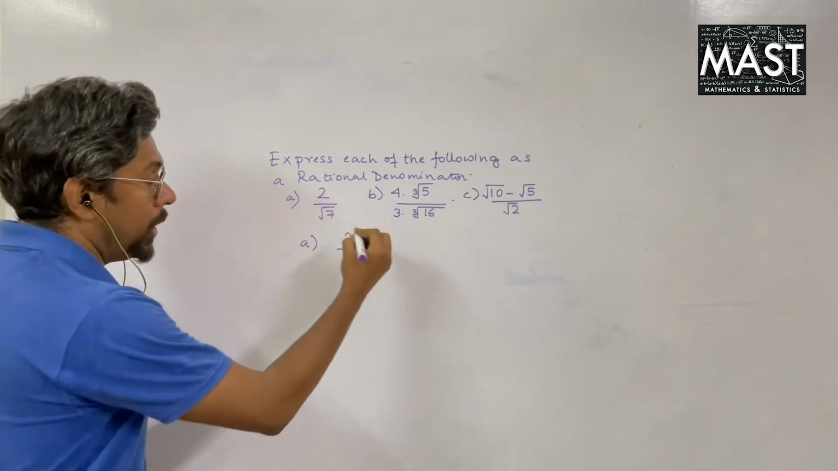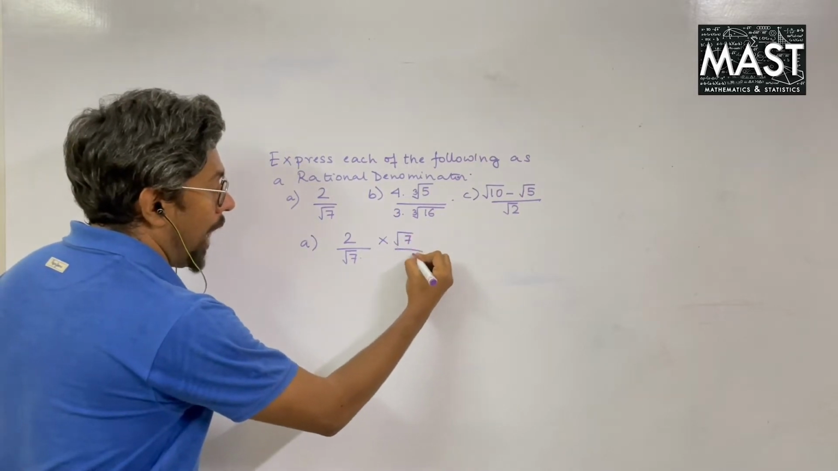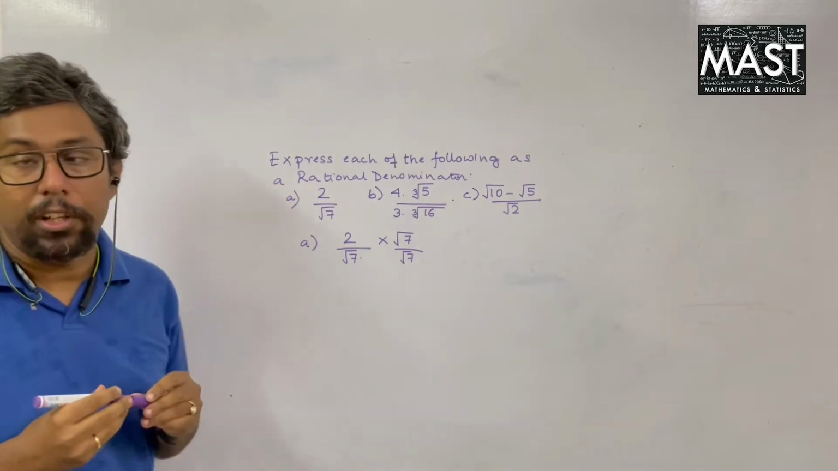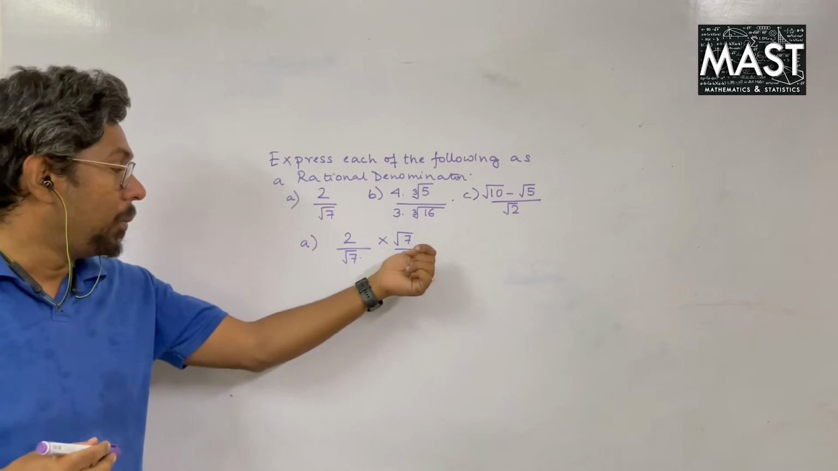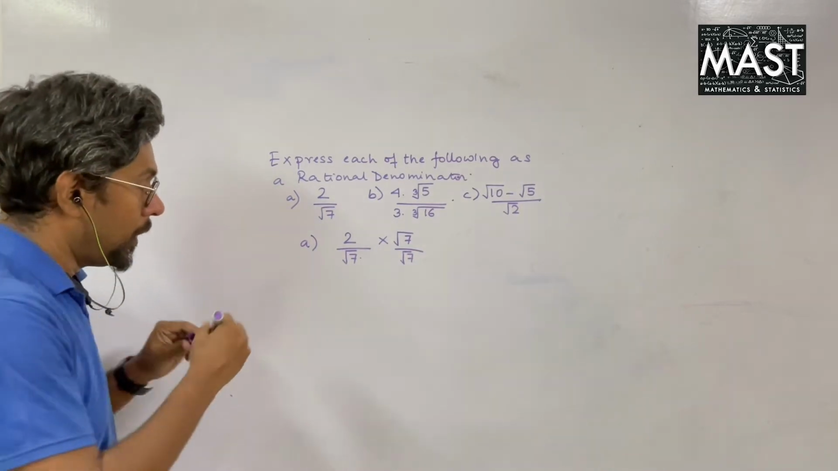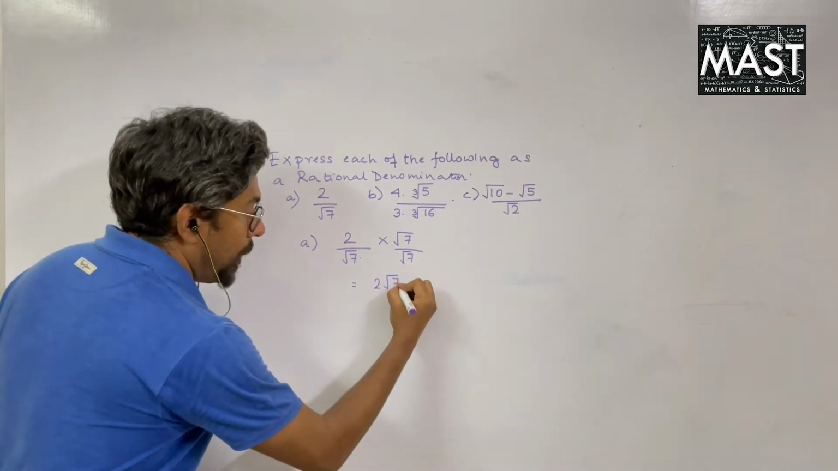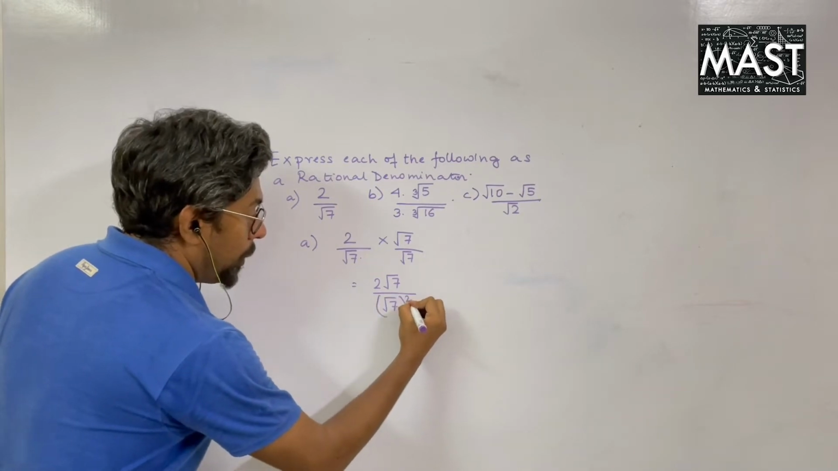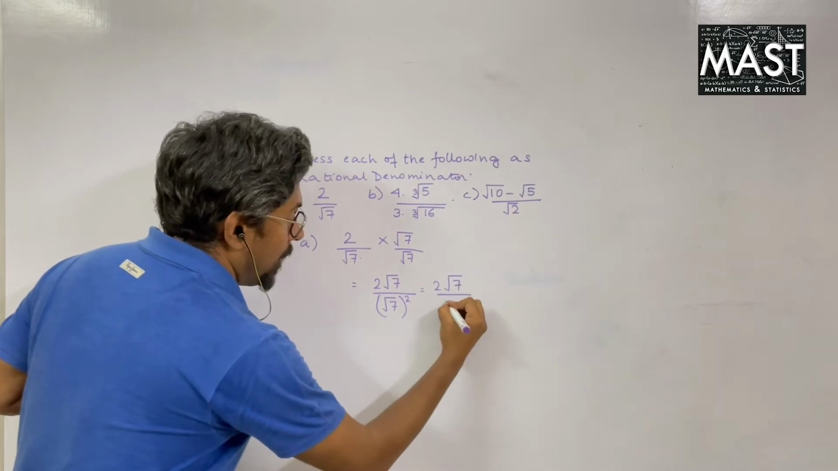So what we do here is we multiply both the numerator and the denominator by the same term that we have in the denominator. That means we are multiplying with root 7 in the numerator and root 7 in the denominator. This is 2 root 7 by root 7 whole square, which gives us 2 root 7 by 7.